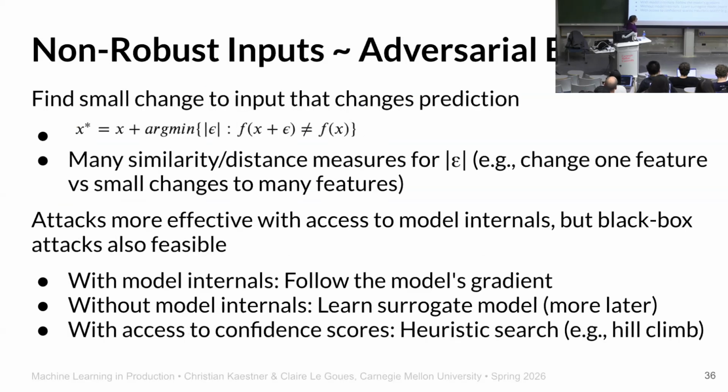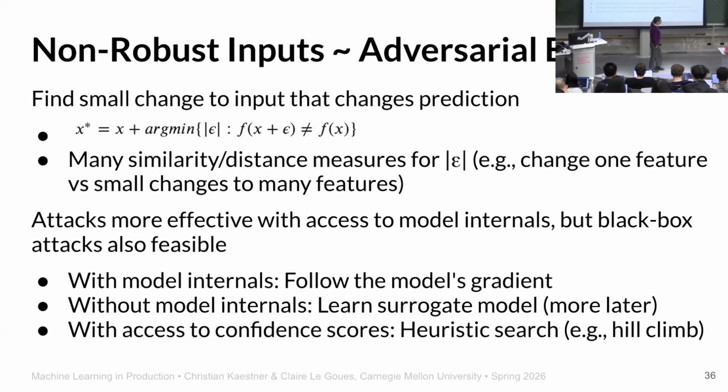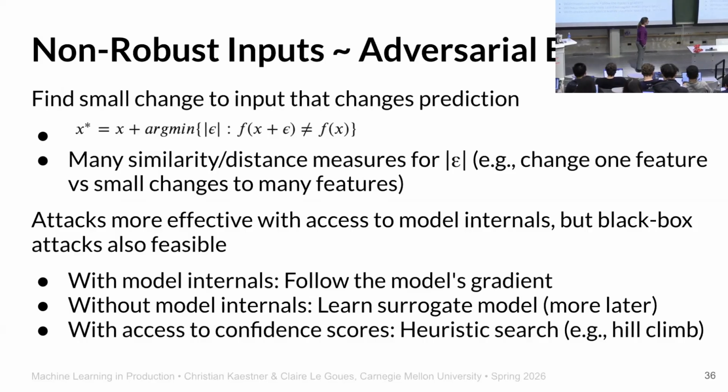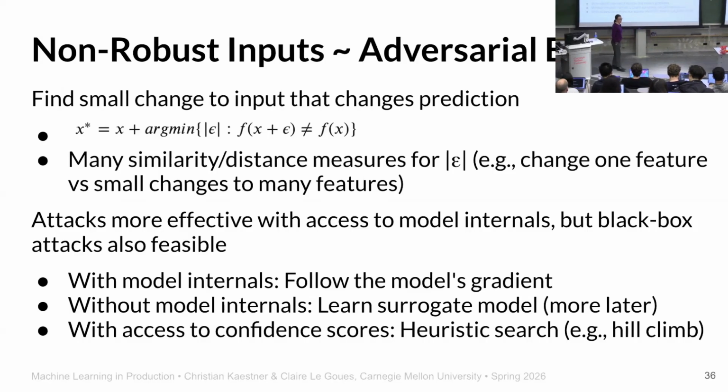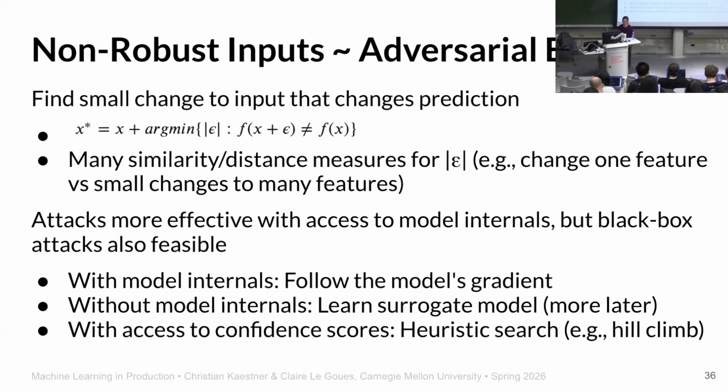So this idea comes up in adversarial testing, where especially if you have a nicely differentiable function, you can search for small changes to inputs that dramatically change predictions. Attacks are more effective with access to model internals, but you can also have black box attacks. This is a whole line of research.